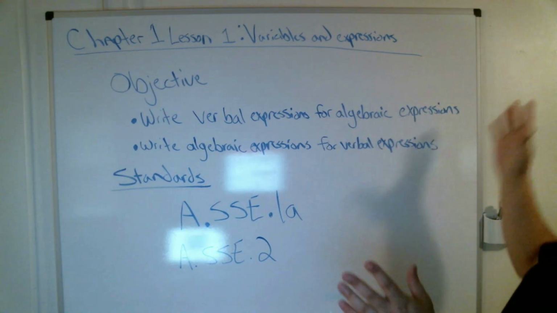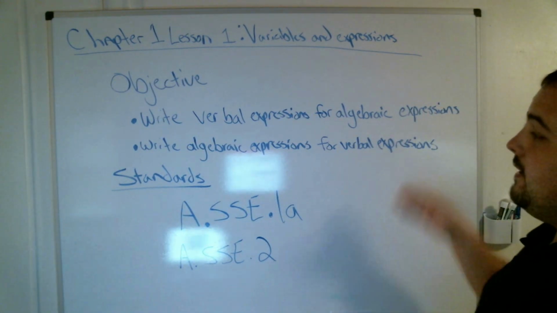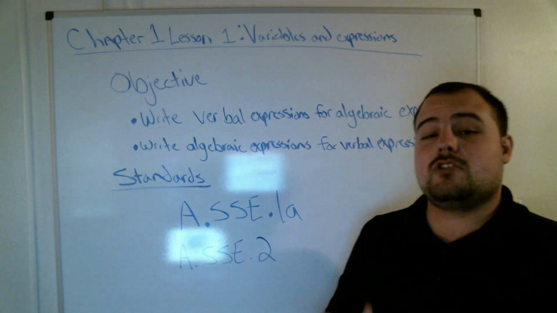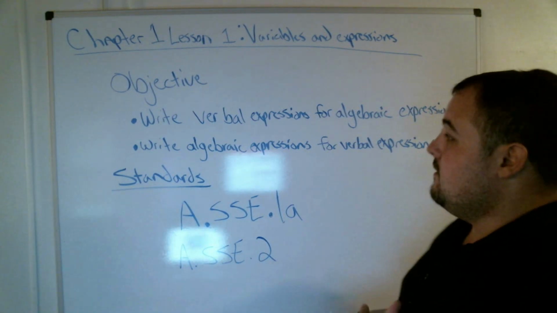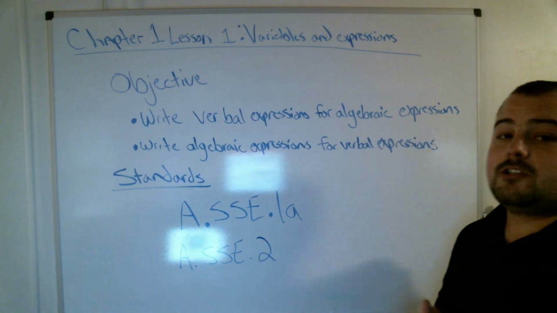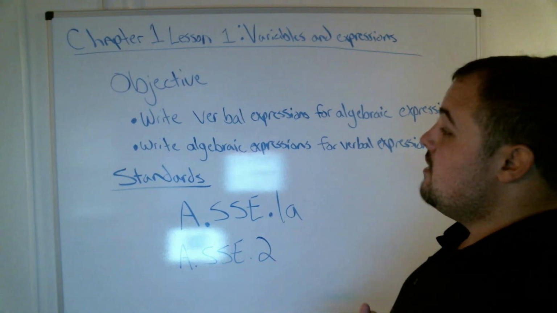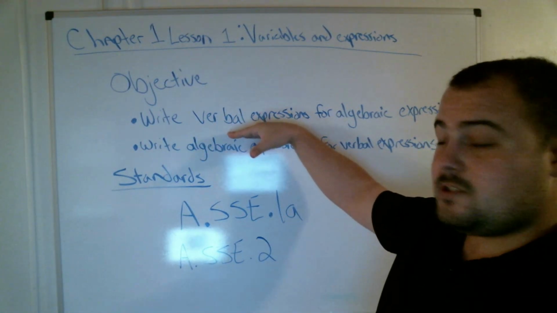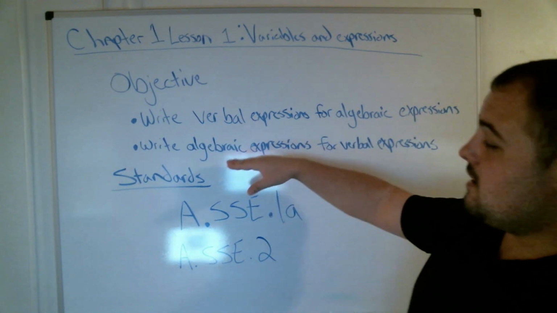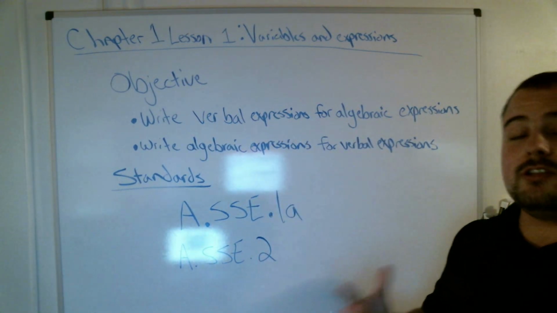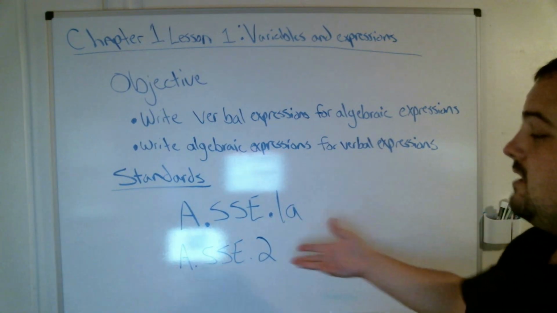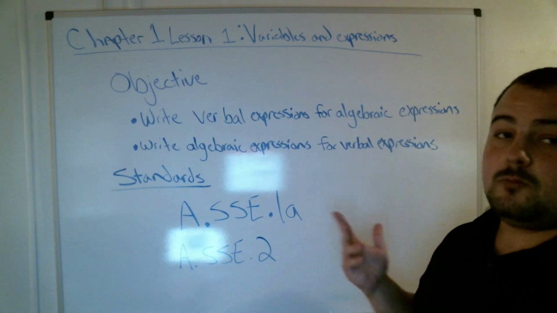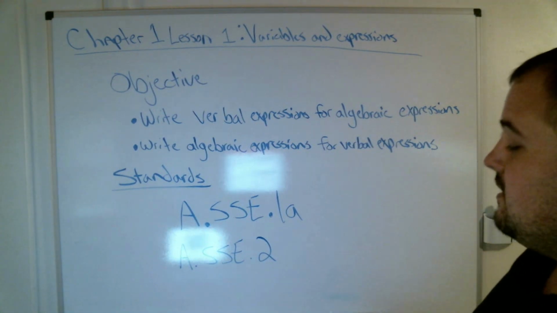Now right now, if you're looking at this it might not make sense to you, but verbal expressions are usually the way we would speak mathematically, where an algebraic expression is how we would write it mathematically. So really all we're doing is taking words and writing them in numbers, and taking numbers and writing them in words. Those are our two objectives for today. The standards that we're going to be addressing are the Algebra Standards A.SSE 1A and A.SSE 2.